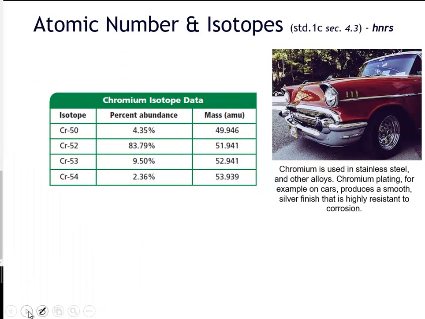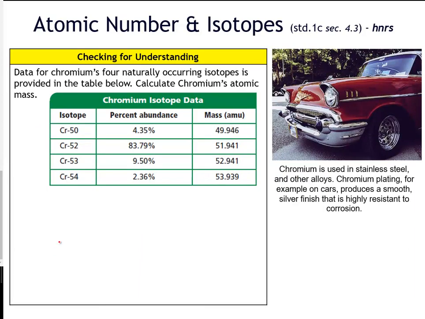So here's another problem that I want you to try out. Take a look. This is the one for chromium. As you can see here, chromium has 4 isotopes. But try to predict before you answer the question of calculating the atomic mass: what should the atomic mass closely resemble? And when you calculate your answer, if it resembles that, then you're on the right track.